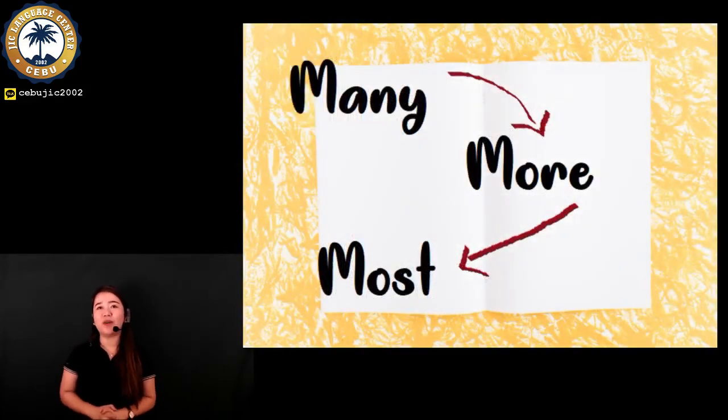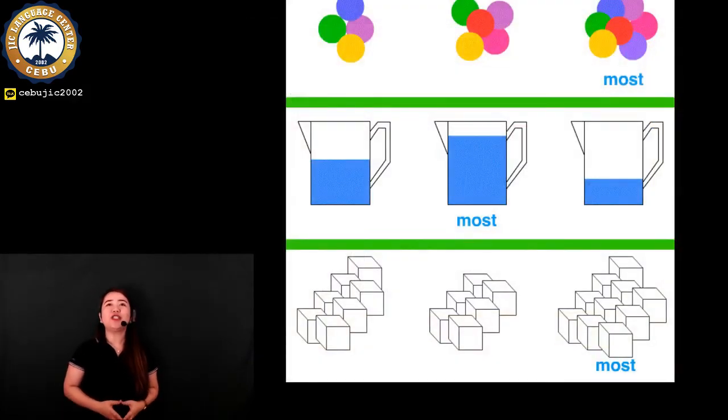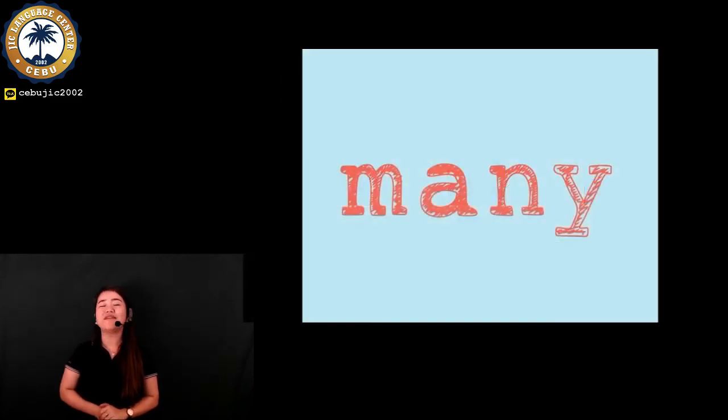That's all for our sentences. Now we have other words: many, more, and most. As you can see in our pictures, first we have the balloons, the jar of water, and the cubes. You can identify which are the many, the more, and the most. Am I understood? Very good.